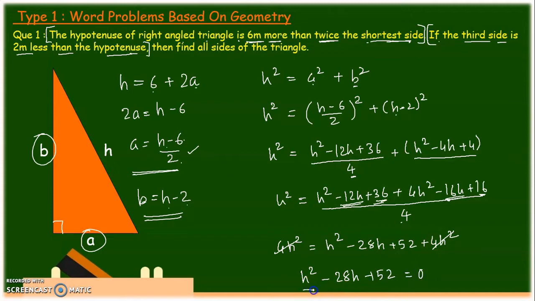If you solve this quadratic equation, we will get the value of h. After finding the value of h, if you put the value of h in these formulas, we will get the values of a and b. This way we can find all the sides of the triangle. So let's solve this quadratic equation. Let me write it on another page. The equation is h square minus 28h plus 52 equals 0.